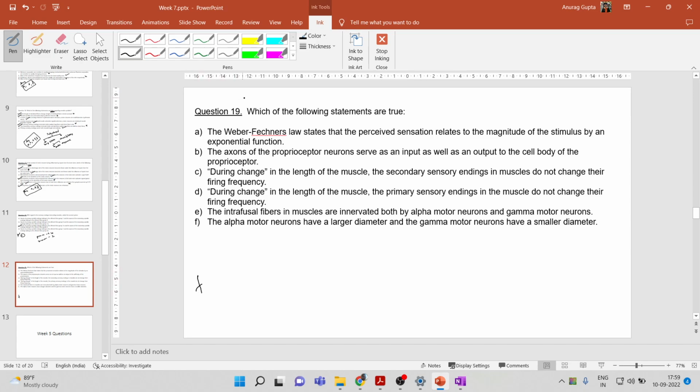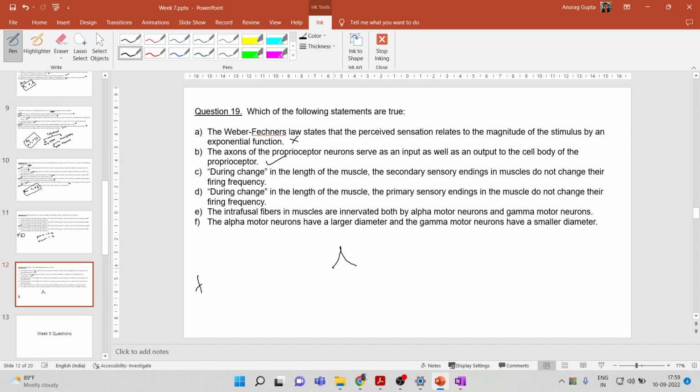Okay. Which of the following statements are true? A, the Weber-Fechner law states that the perceived sensation relates to the magnitude of the stimulus by an exponential function. It actually relates to the magnitude of the stimulus by a log function, so this is wrong. B, the axons of the proprioceptor neuron serve as input as well as output to the cell body of the proprioceptor. This is a true statement.